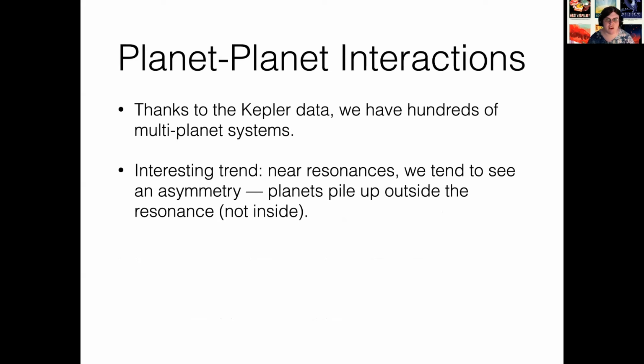Now, one more thing we want to talk about is how these planets are interacting. We've talked about the planets on their own. We've talked about how the planets deal with their stars. And now we're going to talk about how planets interact with each other, because now we've discovered multiple planet systems.